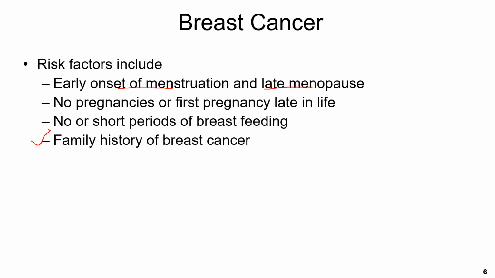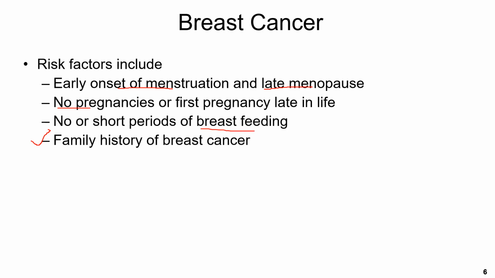Now, the second here is no pregnancies. Remember that a pregnancy is about 9 months. So 9 months of saving ourselves from too much exposure from estrogen. So imagine having 10 pregnancies. 10 pregnancies times 9 months for every pregnancy. That's again less exposure to estrogen.